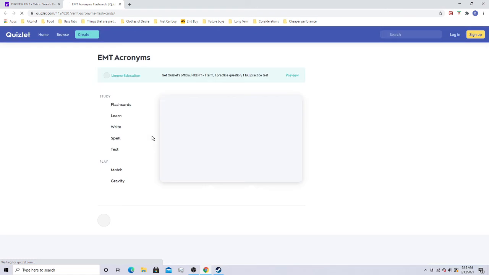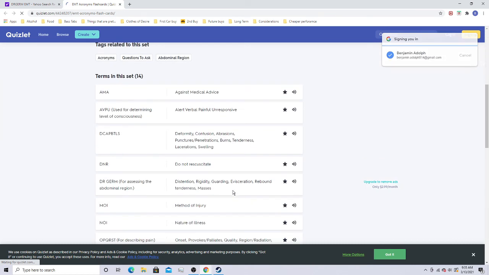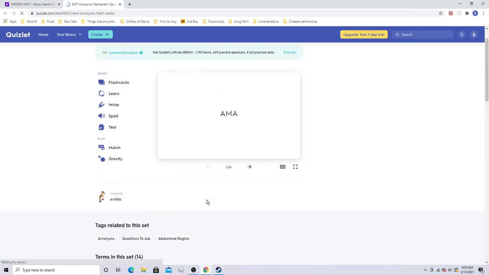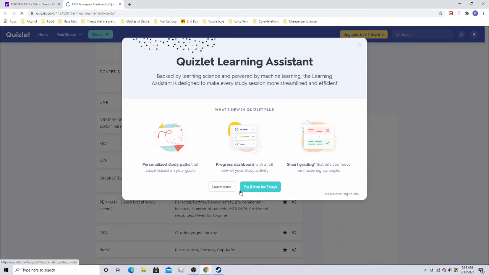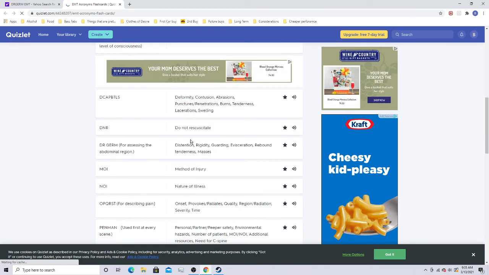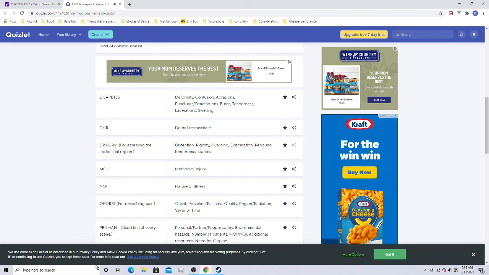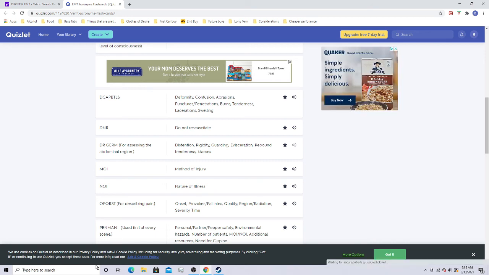Study acronyms. This is the best way to deal with abdominal problems. When you're palpating the abdomen, especially if you've got big hands, don't go doing the dolphin procedure. Use the tips of your fingers and feel for it. Distension, rigidity, guarding, evisceration, rebound, tenderness, and masses.